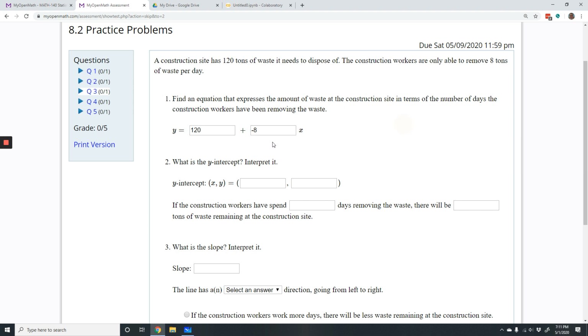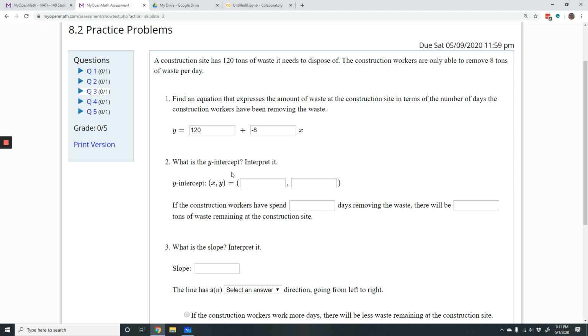Now notice it's important to add that negative, right? Because we have a plus in the middle here. Without that negative, you're actually going to have more waste with every day, right? So X here is the number of days. And so now that we have this relationship, we could just plug in the number of days X that it's been since we started to find out how many tons of waste we still have.